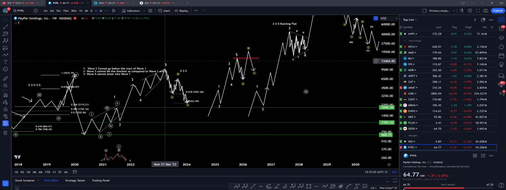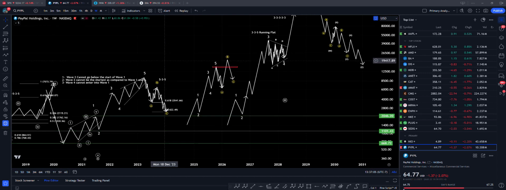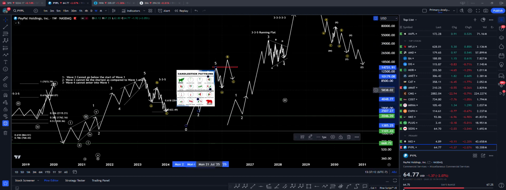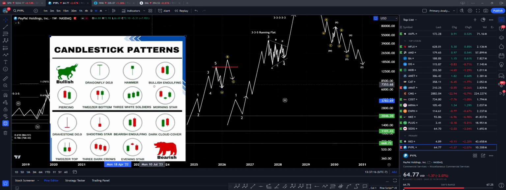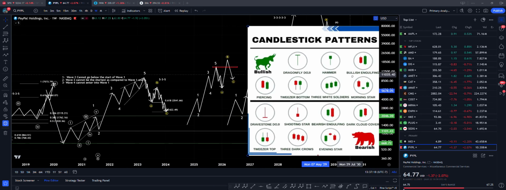Where wave 3 can go. What are the places where the reversals can come up? So basically, I shared a lot of candlestick patterns, which I want you to be focusing on. If a reversal is coming, what should I be looking for, right?